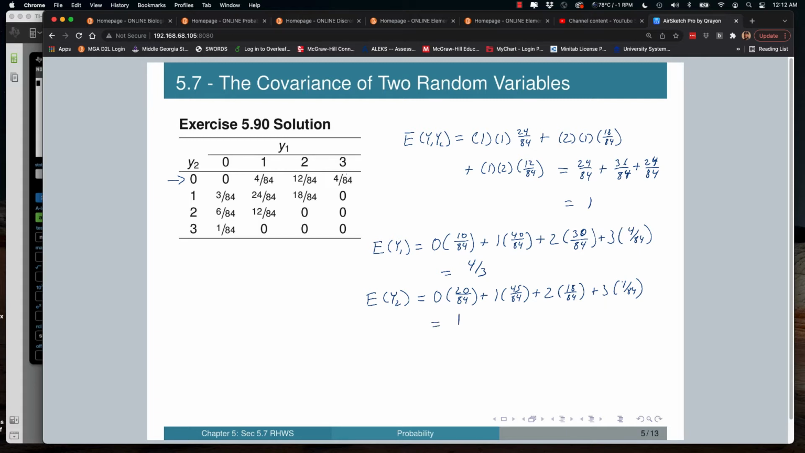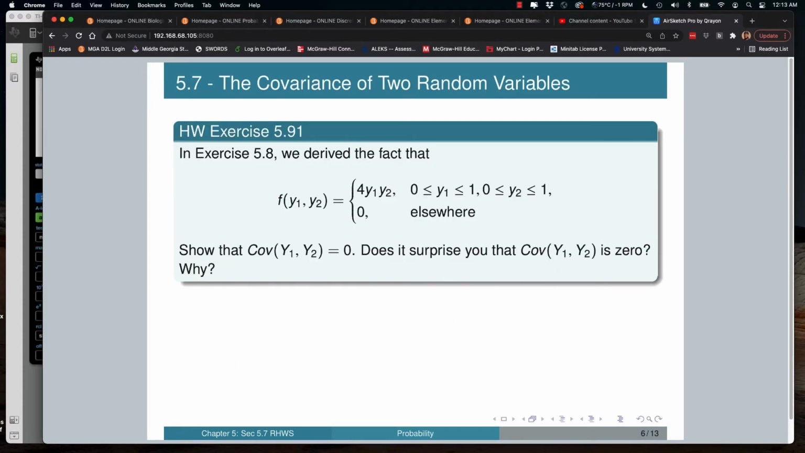That's 1. So the covariance here of y sub 1 and y sub 2 is equal to 1 minus 4/3 times 1, which just equals negative 1/3. So not surprisingly, again, we got another negative covariance. Obviously, we look at the table at this point and say, yeah, y sub 1 and y sub 2 are dependent upon each other, and getting a negative value once again says that as y sub 1 increases, the variable y sub 2 tends to decrease. So similar thing there. All right, so let's get on to the next one.